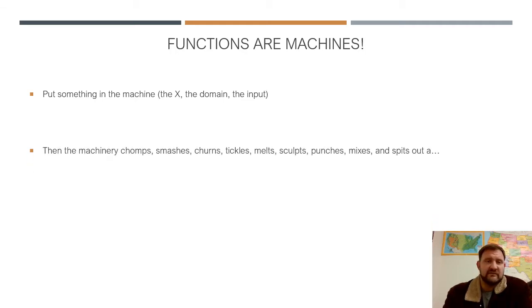The machinery, as you see, it chomps, it smashes, it churns, it tickles, it melts, it sculpts, it punches, it mixes, and it spits out a result. And that result will usually be like a y value or the range, again, the technical term, the range, or just the output, all right? So functions are machines that have a starting point and an end point. You put something in the machine, something happens to it, and a new thing gets spit out at the end. That's basically what we're talking about when we're dealing with functions in the most simple sense.